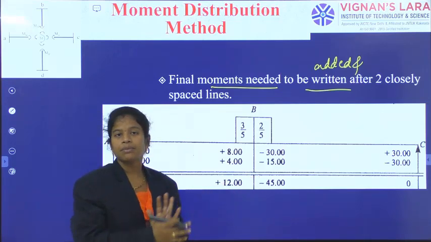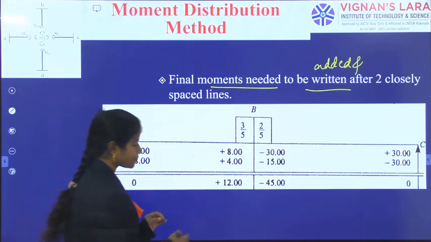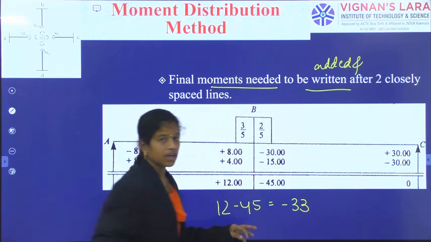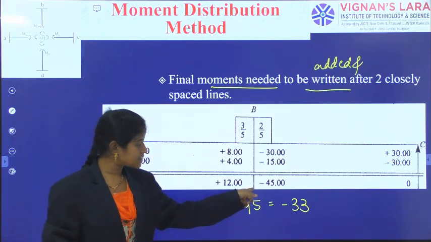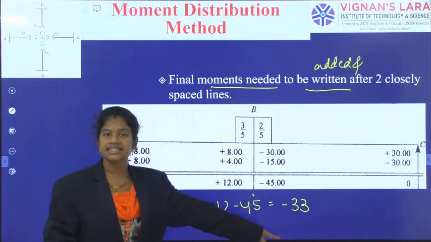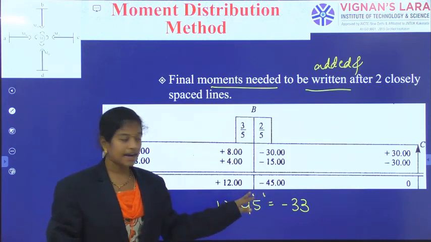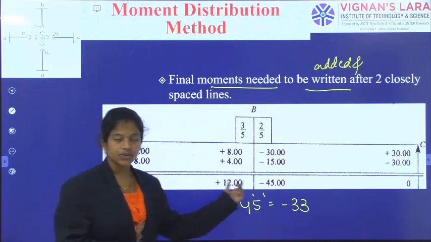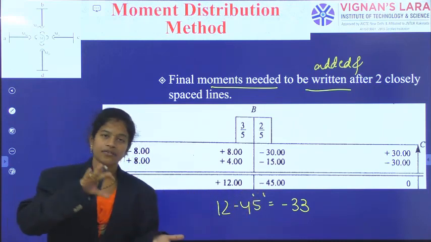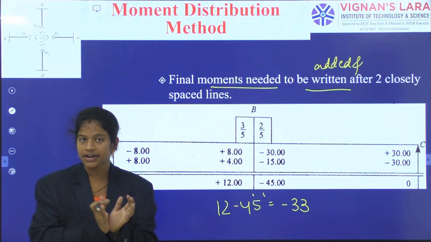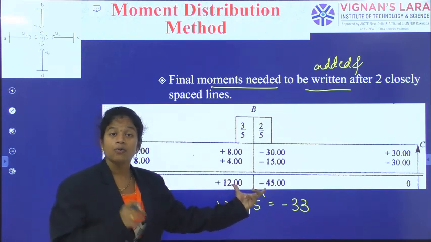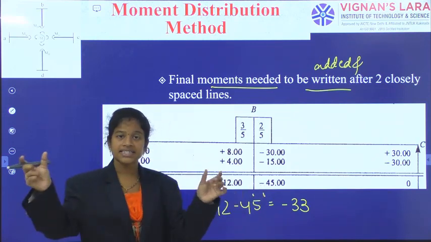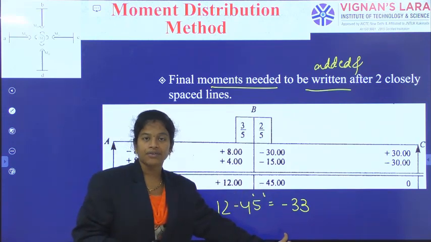12 as it is with minus 45. Summation has given me minus 33. Okay, so the final balance or the moment at this joint is minus 33. So at this joint I have observed minus 33 as unbalanced moment. At a joint, the moment on the left and the moment on the right should be equal, right? But these two are unequal. How much are they unequal? With an unbalanced amount of, as a summation, 12 and minus 45, that quantity I have got, minus 33.